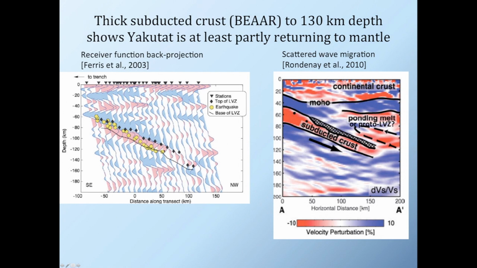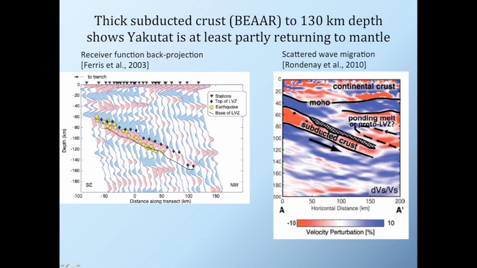And they're interesting mode conversions. They're showing both these paired negative positive pulses that are very suggestive of low velocity channels. So the yellow circles are showing earthquakes. The diamonds and the black lines show some sort of simple inversions that we did to identify the top and the bottom of a low velocity channel that you would need to produce these receiver functions.